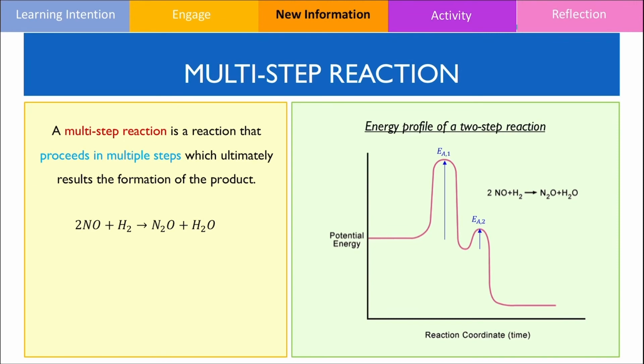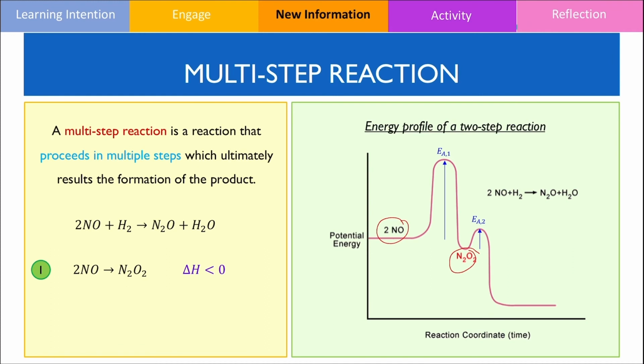Beforehand, we only looked at energy profiles that occurred in one single step. As a result, you only saw one hill. Let's have a closer look to see what's actually happening in this two-step reaction. Firstly, NO reacts together by itself to form N2O2. To go from here to here, we know that this is going to be an exothermic process because the energy of the products is lower than the energy of the reactants.